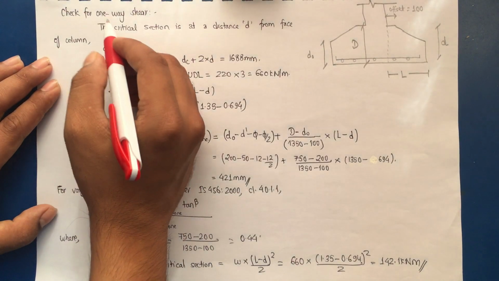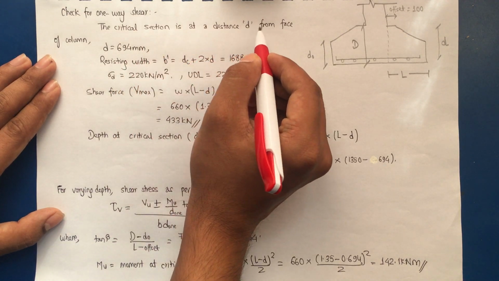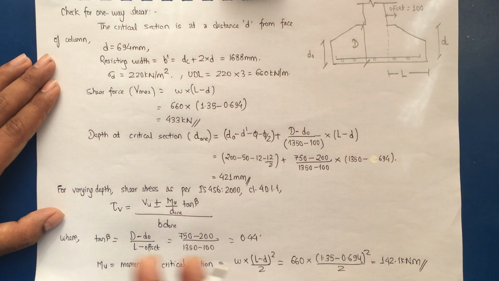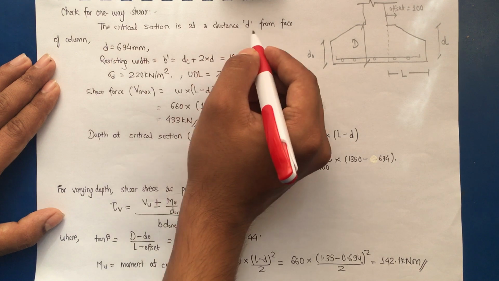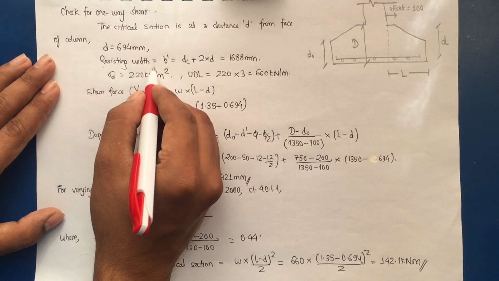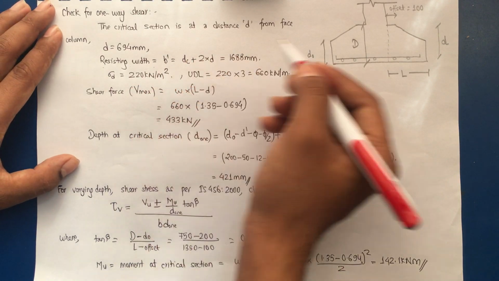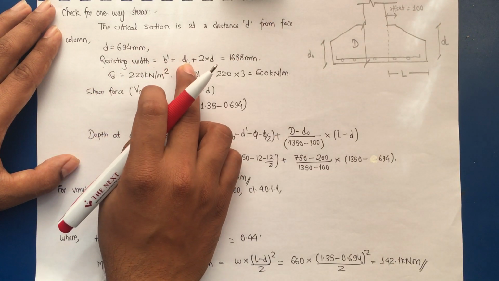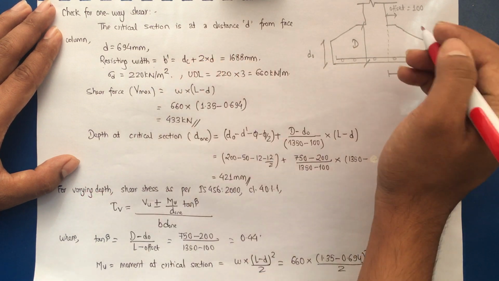Now the next step is to check for one-way shear. The critical section is at distance D from the face of the column. This is applicable for both uniform as well as sloping footing. As the depth is 694 mm, the resisting width, B dash, is equal to DC plus 2 into D. So the resisting width will be equal to the depth of the column plus 2 times D.